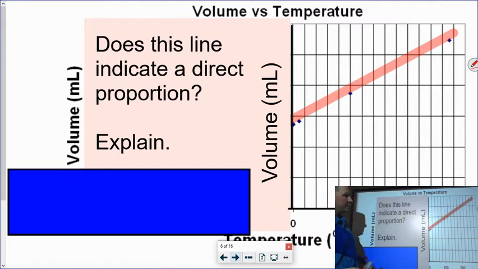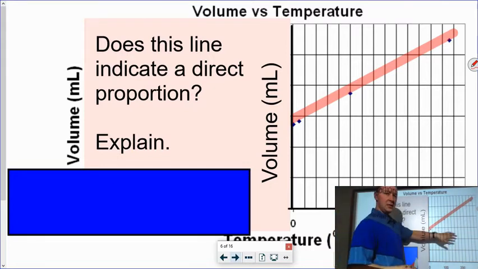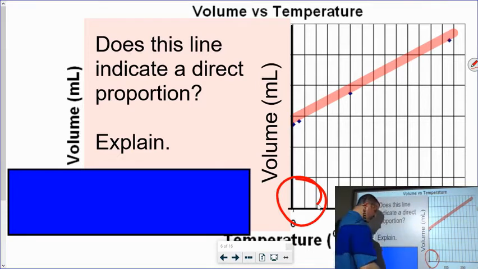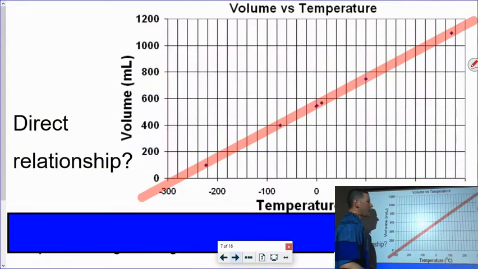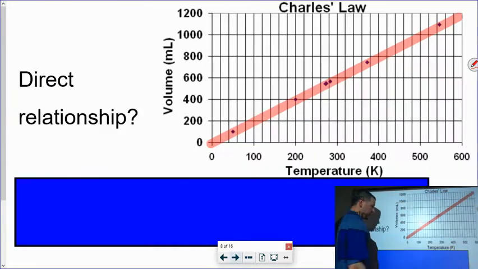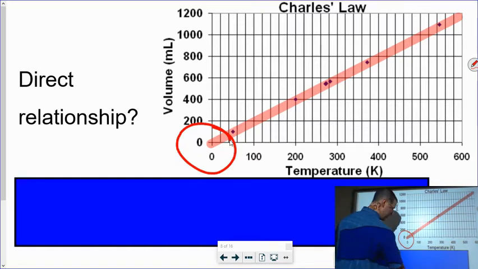All right, so this graph over here, is this a direct relationship? The answer is no, because it doesn't go through 0, 0. Is this a direct relationship? Well, it goes through here, but that's not 0, 0, so that's not a direct relationship. This one does, in fact, go through 0, 0, and it is a straight line, so it is, in fact, a direct relationship.